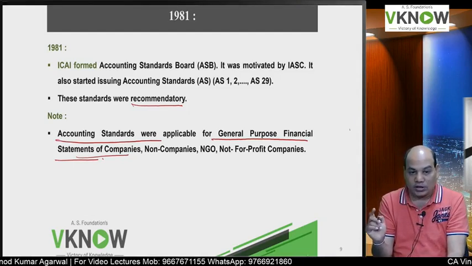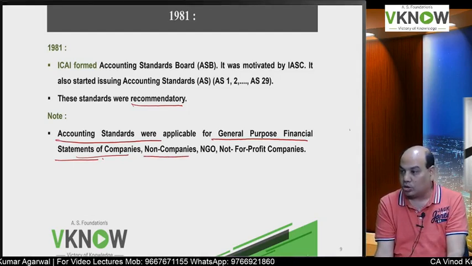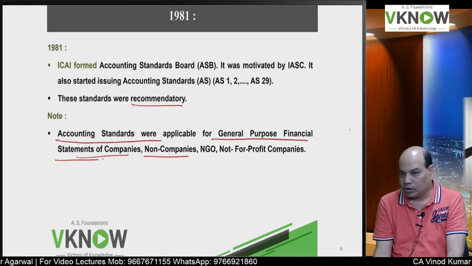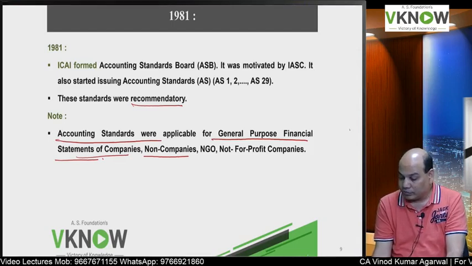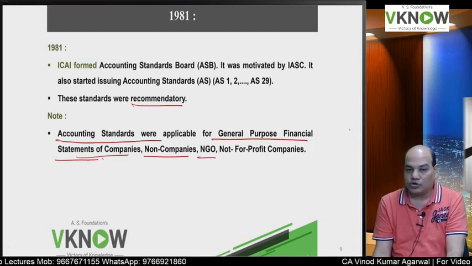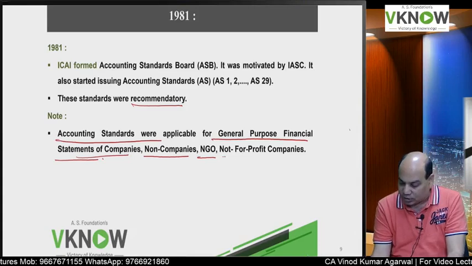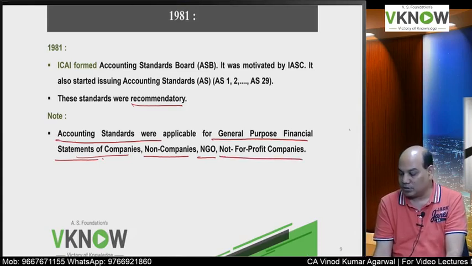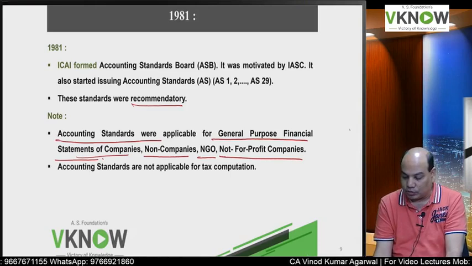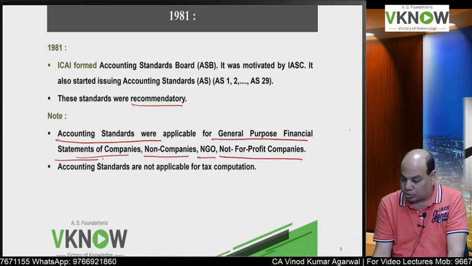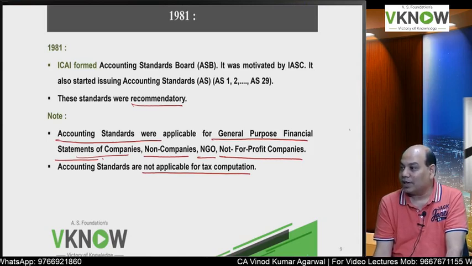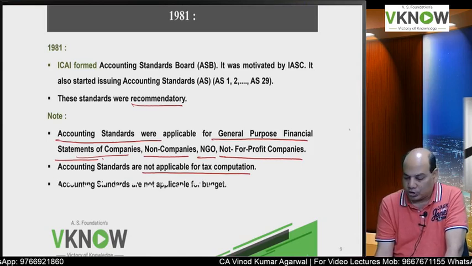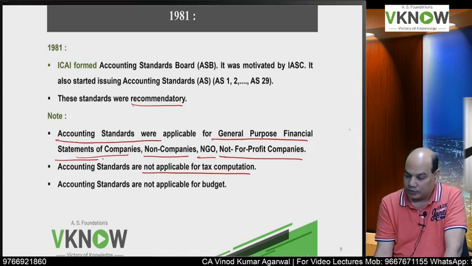But remember, AS is also applicable for non-corporates. Some students will ask whether it is applicable for partnership, proprietorship. The answer is yes. It is also applicable for NGOs, non-governmental organizations, or not-for-profit companies. Section 8 companies will also follow accounting standards. Accounting standards are not applicable for tax computation. For tax computation, we follow the rules of income tax.